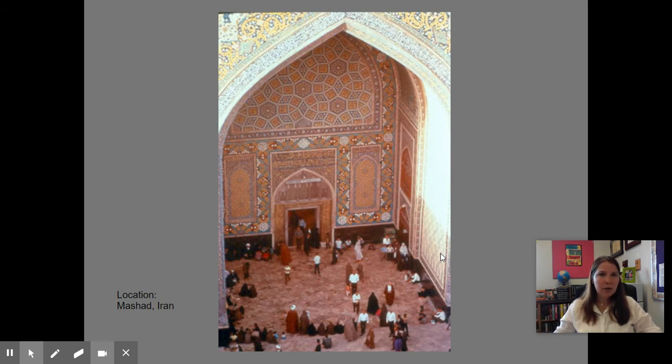One last thing before we go on to our next slide is that the religion is called Islam, and a person who follows the religion of Islam is called Muslim. So this is a Muslim place of worship. It's the Goharshad Mosque in Mashhad, Iran.